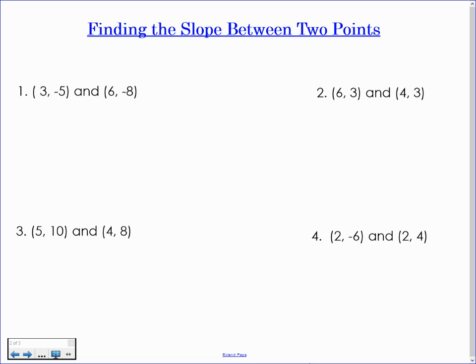All right, so today we're going to practice finding the slope between 2 points. Now remember, slope, which is m, is defined as the change in y over change in x, which is the same thing as y2 minus y1 over x2 minus x1. So now what I like to do is identify which point is x1, y1 and which is x2, y2. So let's start with number 1. So we'll call this x1, y1 and this x2, y2.